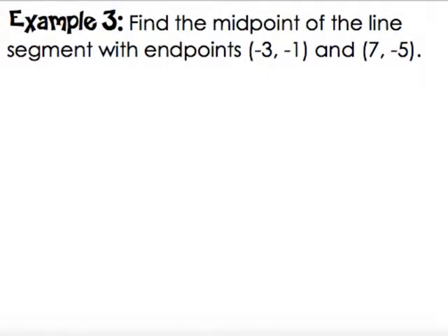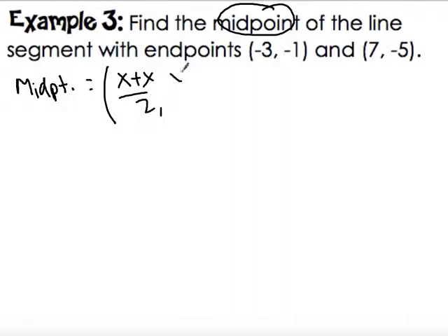Like I said before, though, you're not always going to be given the picture. So in example 3, we need to find the midpoint of the line segment with endpoints at (negative 3, negative 1) and (7, negative 5). Since it tells me midpoint, I need to remember my midpoint formula, which is just going to be a point, x plus x divided by 2, and y plus y divided by 2. Whenever you have your answer, it's important that you put parentheses and the comma in your answer because, remember, it does represent a point.